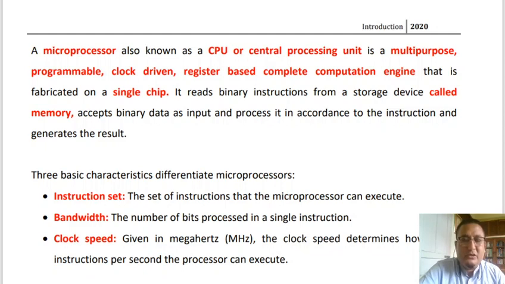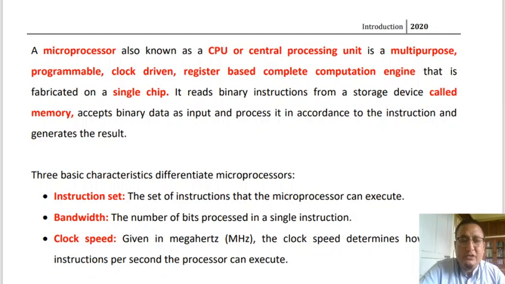It reads binary instruction from a storage device known as memory. It accepts binary data as input and processes it in accordance with the instruction and generates the result. Now, a microprocessor is called a multi-purpose device because it's capable of performing multiple types of operations governed by its capabilities.